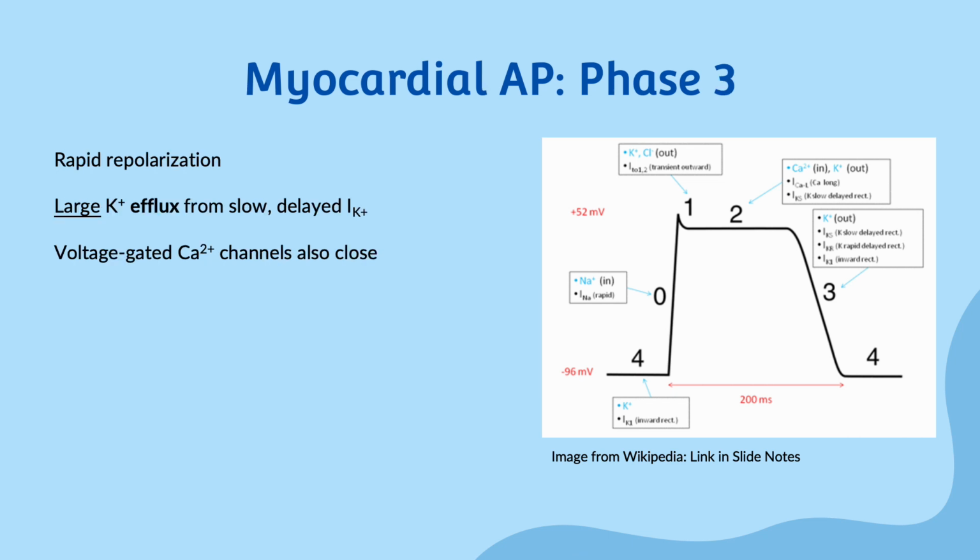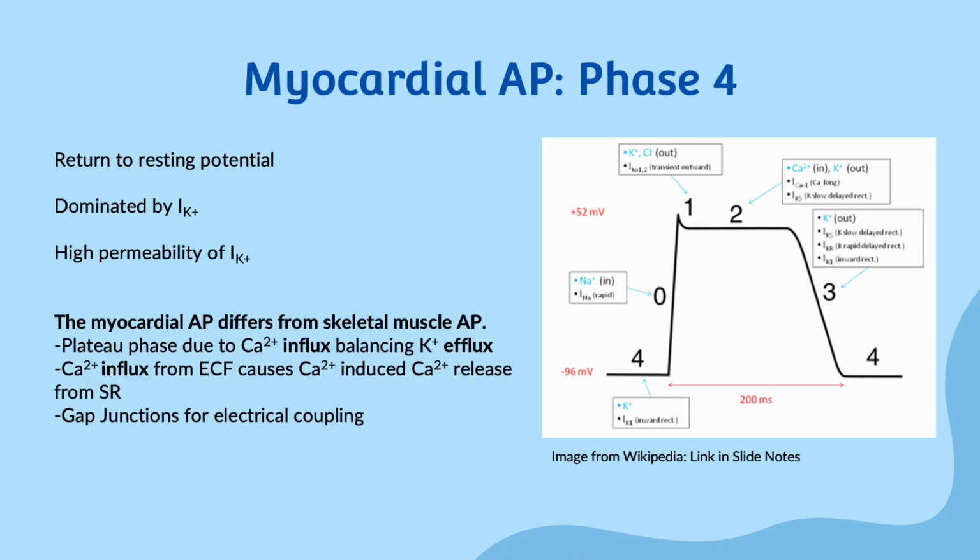In phase 3, which is known as the rapid repolarization phase, the cell membrane returns to its resting state. This is caused by the large efflux of positively charged potassium ions out of the cell through slow voltage-gated channels, as well as the closure of the previously opened calcium channels.